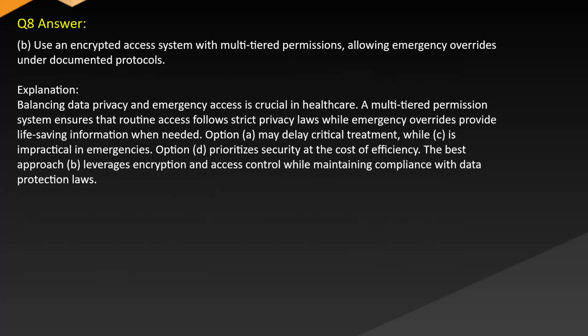Answer. B. Use an encrypted access system with multi-tiered permissions, allowing emergency overrides under documented protocols. Explanation. Balancing data privacy and emergency access is crucial in healthcare. A multi-tiered permission system ensures that routine access follows strict privacy laws while emergency overrides provide life-saving information when needed. Option A may delay critical treatment, while C is impractical in emergencies. Option D prioritizes security at the cost of efficiency. The best approach, B, leverages encryption and access control while maintaining compliance with data protection laws.